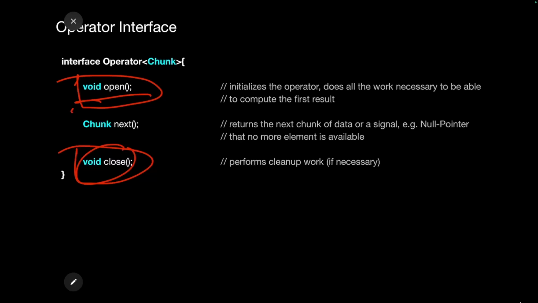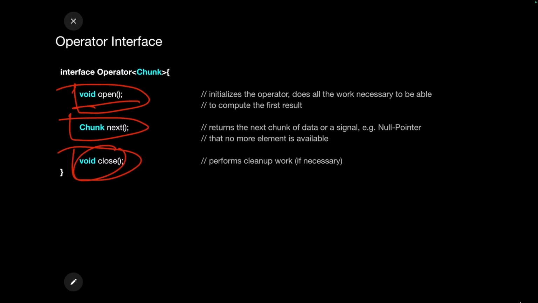The only interesting thing is the next method. Next is called by a user, and next returns the next piece of data, which here is denoted as a chunk. The next chunk of data, or a signal, could be a null pointer meaning that no more elements are available, or it could be an error message.